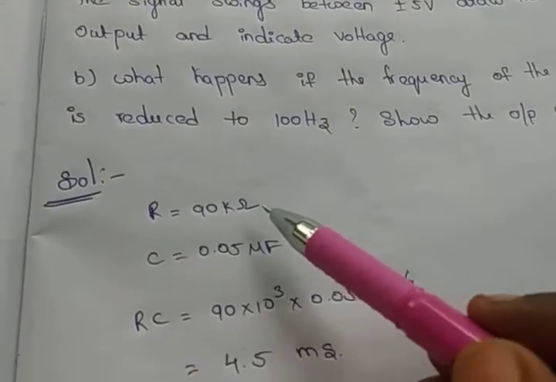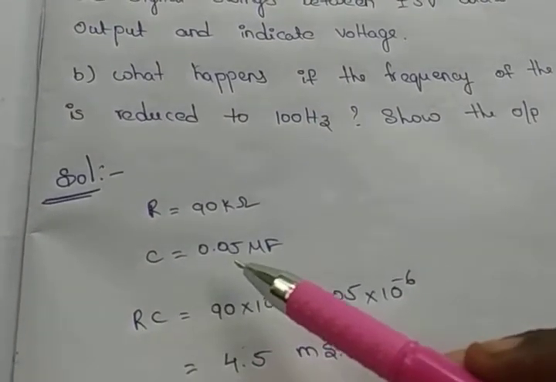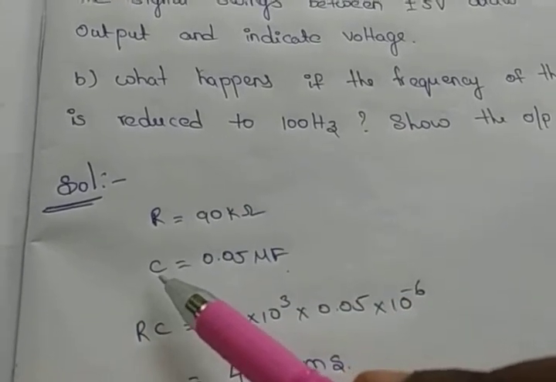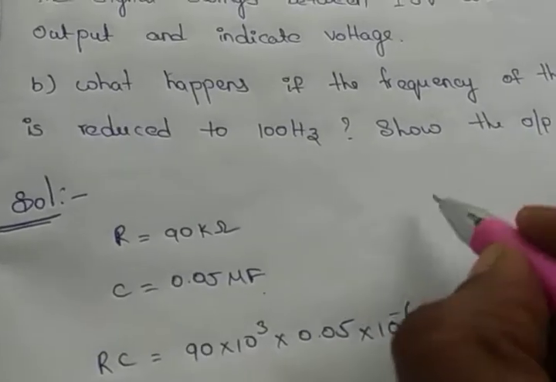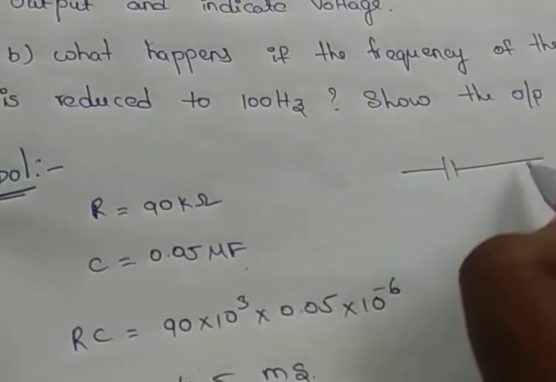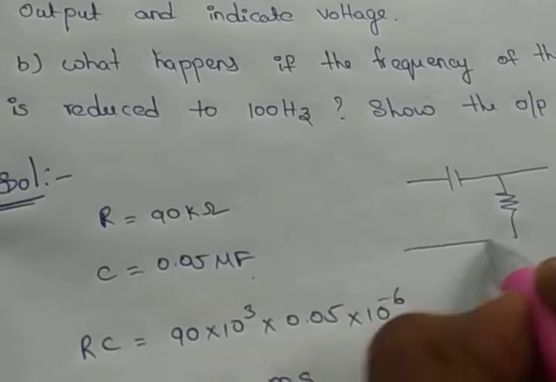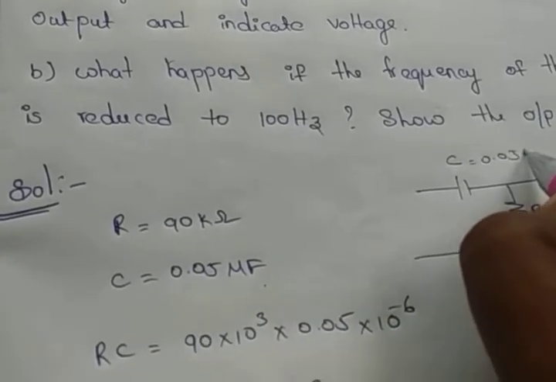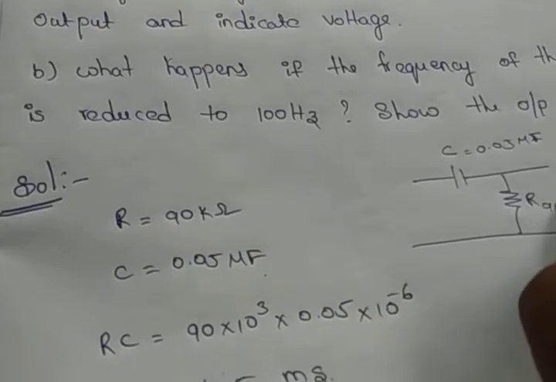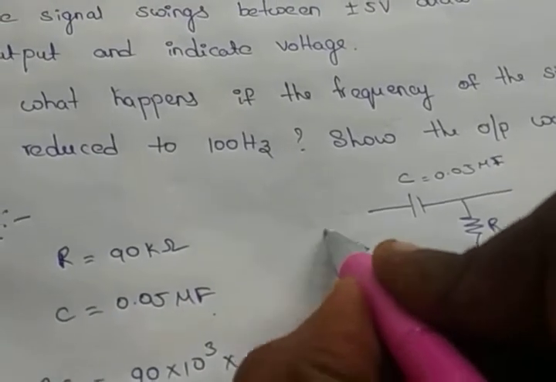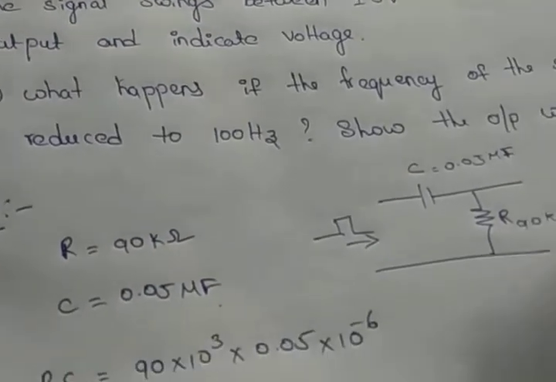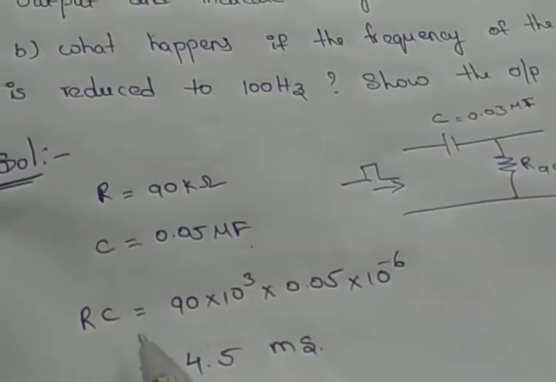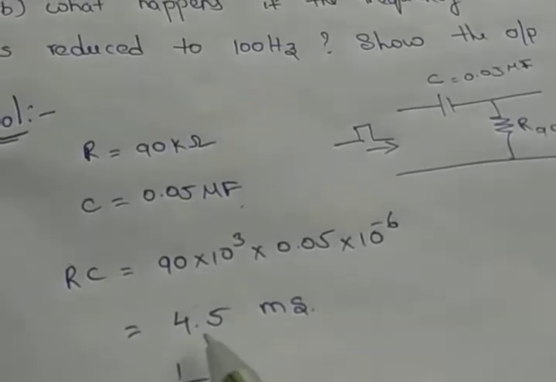R equal to 90 kilo ohms and C equal to 0.05 microfarads is our given data for high-pass RC. High-pass RC is like this: C and R, where C is 0.05 microfarads and R is 90 kilo ohms. We are supplying our square wave here and we get the output here. Now calculate RC. RC equal to 4.5 milliseconds.